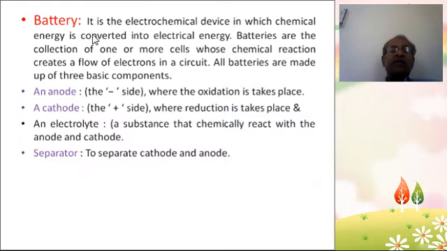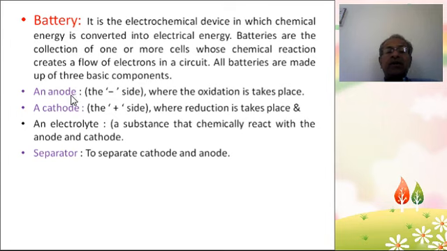Okay, let us see what exactly the battery is now. Actually, this battery is the electrochemical device in which the chemical energy is converted into the electrical energy, as I said earlier. Batteries are the collection of one or more cells, and all these batteries are made up of three basic components: number 1 is an anode, number 2 is a cathode, and number 3 is a separator.